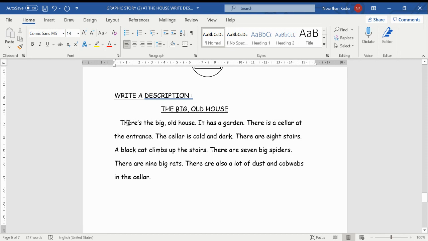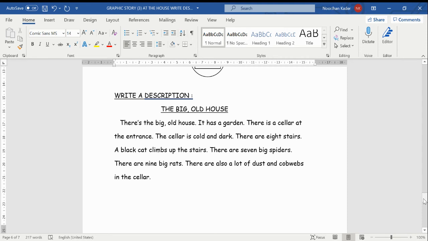Okay, let's check whether the grammar is correct. Is there any spelling mistake or any grammar mistake, and see whether everything is in order. Okay, we will read first. The title is The Big Old House. That's the big old house. It has a garden. There is a cellar at the entrance. The cellar is cold and dark. There are 8 stairs. A black cat climbs up the stairs. There are 7 big spiders. There are 9 big rats. There are also a lot of dust and cobwebs in the cellar.